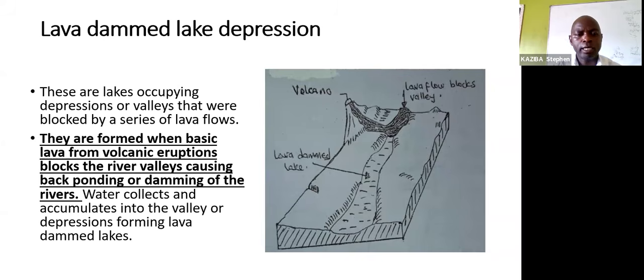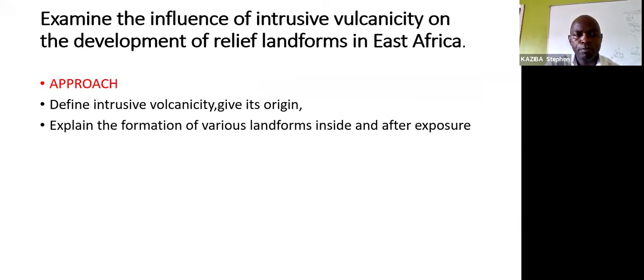So lava-dammed lake depressions are depressions that are occupied by lava-dammed lakes, and they are formed by blockage of river valleys by lava. So how are they formed? They are formed when lava is erupted from a mountain and it dams a river valley. In this case, sometimes water can back up to form the lake.